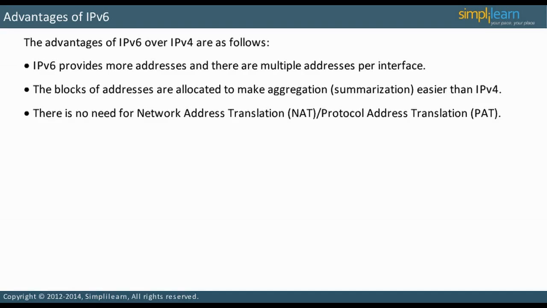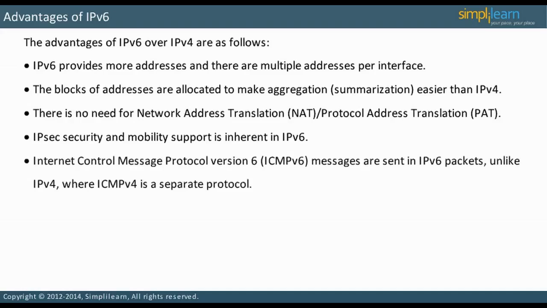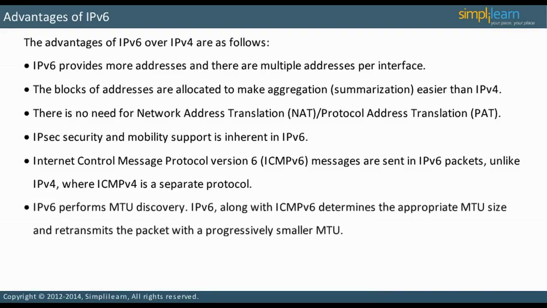There are other advantages of IPv6. IPsec security and mobility support is inherent in IPv6. Internet Control Message Protocol version 6, ICMPv6 messages, are sent in IPv6 packets. In IPv4, ICMPv4 is a separate protocol. IPv6 performs MTU discovery. In combination with ICMPv6, IPv6 determines the appropriate MTU size. It retransmits the packet with a progressively smaller MTU until it arrives at the destination.